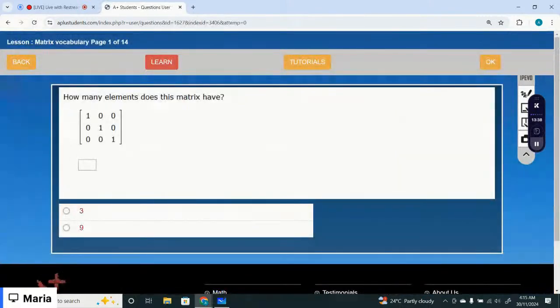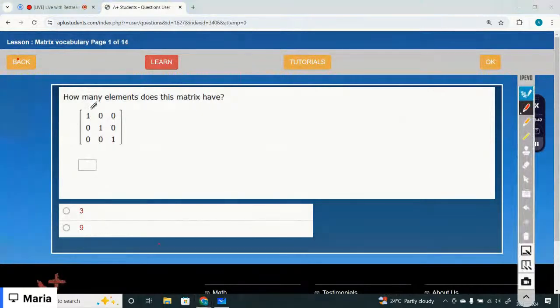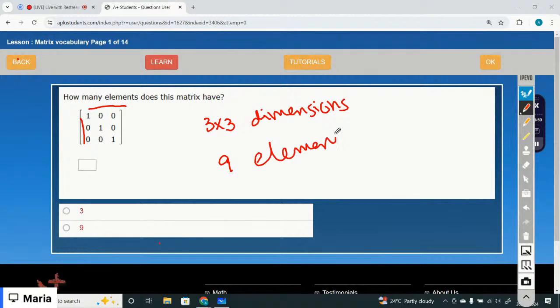How many elements does this matrix have? If you look at the matrix, it has three rows and three columns. That means 3 times 3. That is the dimensions of the matrix, and 3 times 3 is 9, that is the number of elements in the matrix. In this matrix, you have 9 elements. The correct option is option number 2.